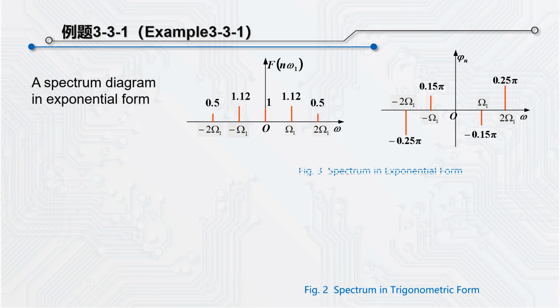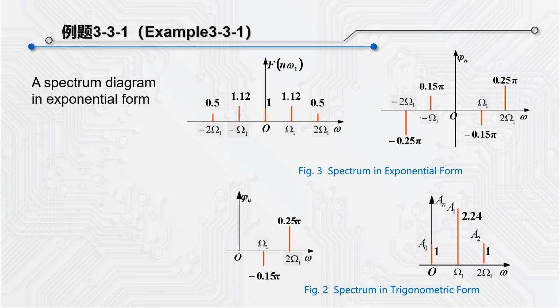The top left is the amplitude frequency characteristic. The top right is the phase frequency characteristic. Let's compare with the spectra in the form of trigonometric function. We can find that the spectrum in exponential form is bilateral. The spectral lines appear on both sides of the vertical axis, while the spectrum in trigonometric form is unilateral. The spectral lines only appear at 0 and to its right. Observe these two figures. We can see the height of the exponential spectral line is 1/2 times that of its spectrum in trigonometric form.